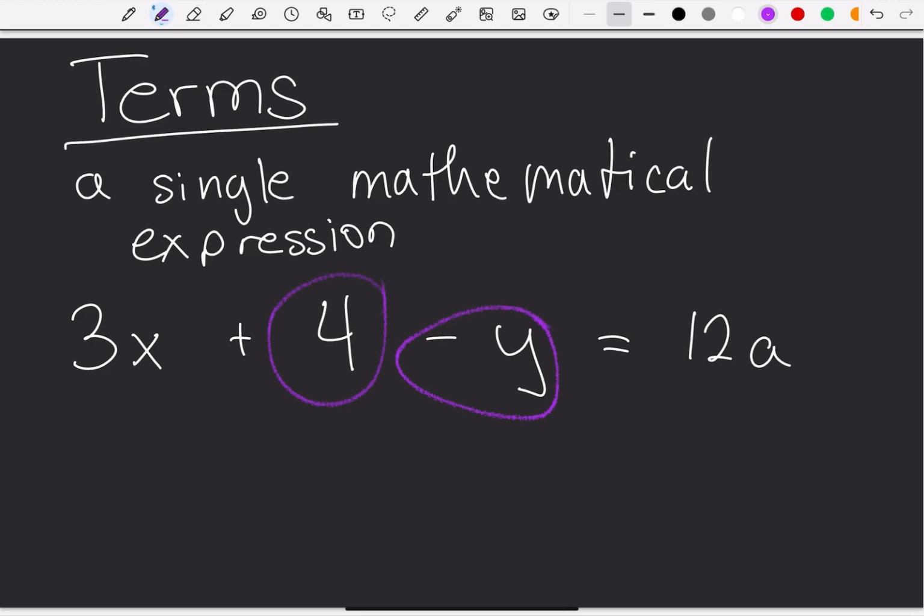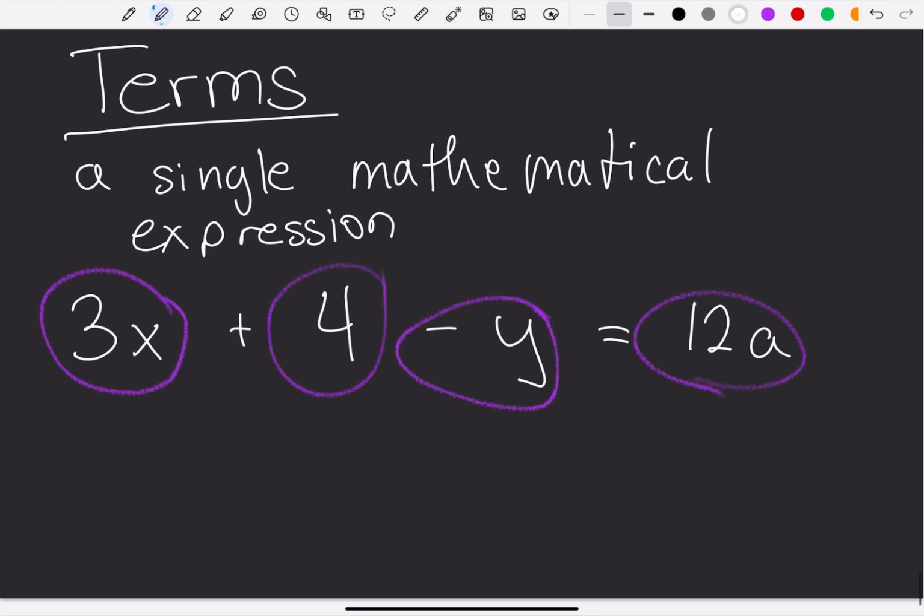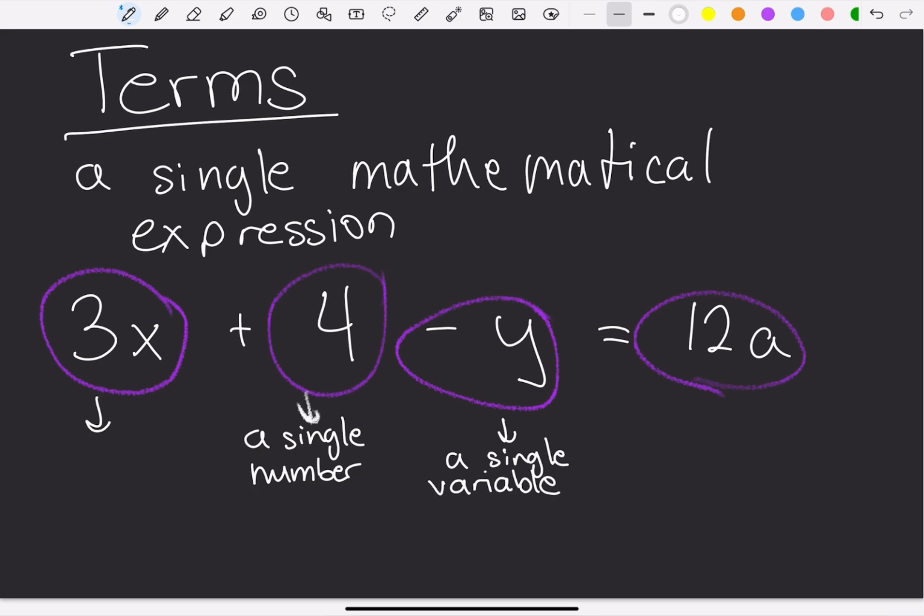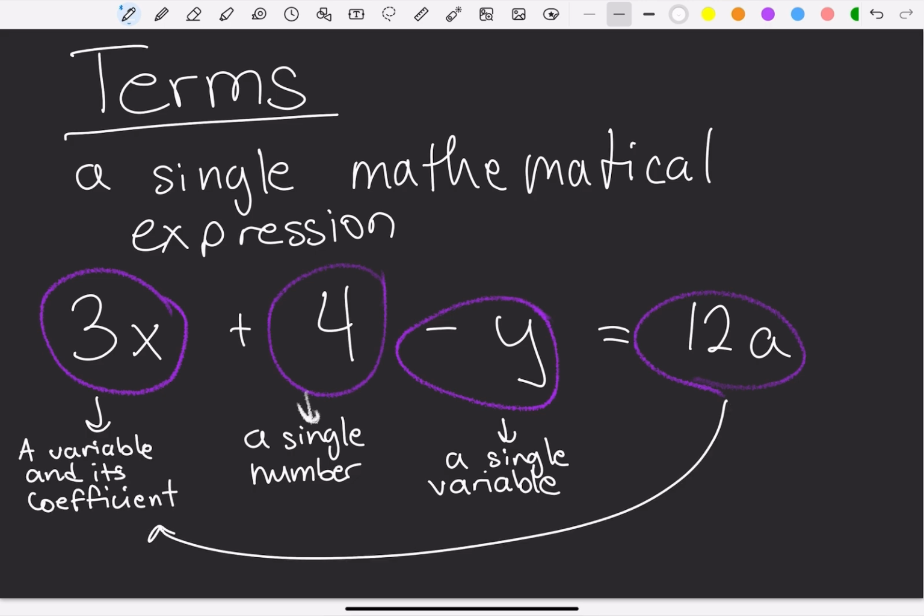And lastly, we have the product, or multiplication, of a number and one or more variables. Just like we have 3x over here, even 12a over here. These are all terms, okay? Just to clarify, a term can either be a single number, a single variable, or a number and a variable in its coefficient. So all in all, this little equation that I wrote here for you, an example, is made up of 4 different terms, okay?